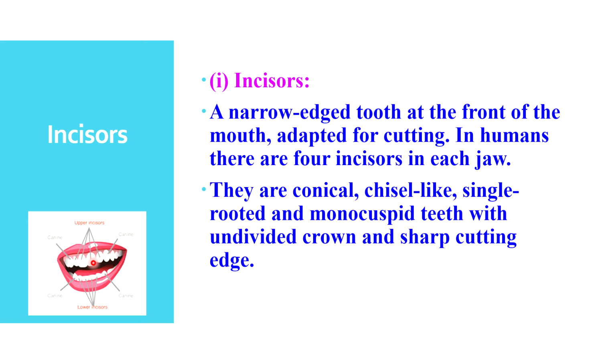And in human, these are conical, chisel-like, single-rooted and monocuspid teeth with an undivided crown and sharp cutting edges. There is only one cusp. The crown is not divided, and a flat, sharp cutting crown is present. This is the monocuspid tooth, with an undivided crown and sharp cutting edge. The incisors have a sharp cutting edge.